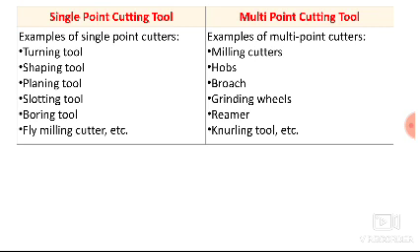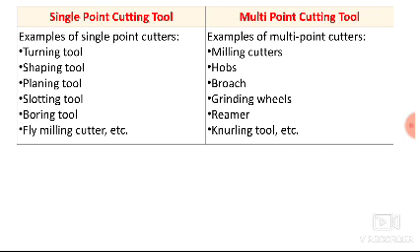Now the last point, these are nothing but some examples of single point tools and the multi-point tools. So the examples of single point tool is turning tool, which is basically used in lathe machine, then the shaping tool used in shaper machine, planing tool used in planer machine, then slotting tool used in slotter machine, boring tool which is used in lathe machine or in boring machines. So boring is the operation of enlarging the previously drilled hole. So that is boring, and for that boring purpose you have to use the boring tool, and then the fly milling cutters. Okay, these are some examples of single point cutting tool.